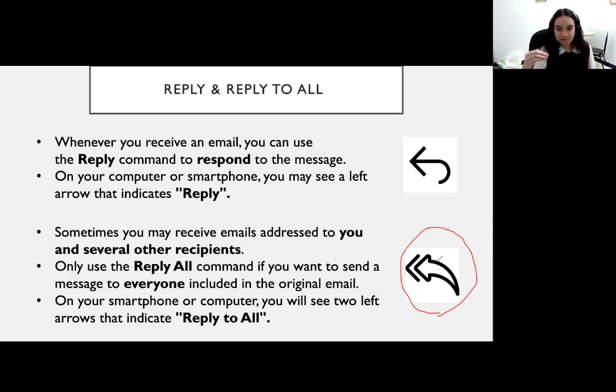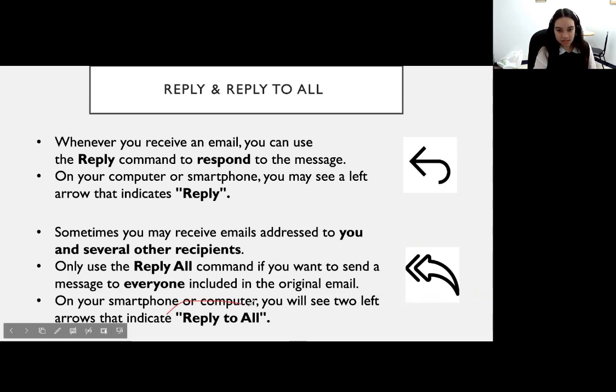So if it's a left arrow, but it's 2 left arrows, like what I just circled, that is replying to everyone in the email. So if you wanted everyone to see your response, you would click on that arrow. If you just wanted one person to see it, so the person who sent the email, you would click the one left arrow. But once again, sometimes these arrows are not even on a smartphone or tablet or computer.